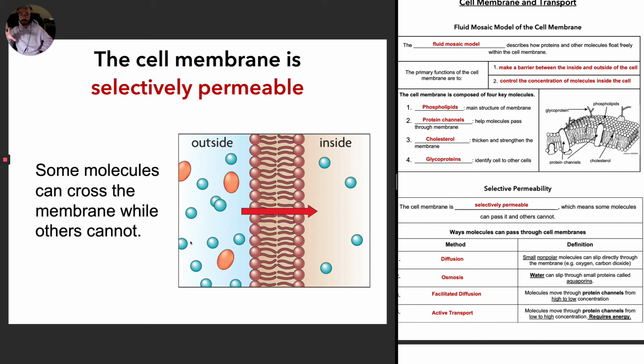But the first thing, and you've heard me say this before, is that the cell membrane is selectively permeable. Permeable referring to being able to go into or out of the cell. Being able to permeate something means to go through it. And so it's selectively permeable, meaning that some molecules can cross the membrane, but not all of them. So certain things can cross, certain things cannot.